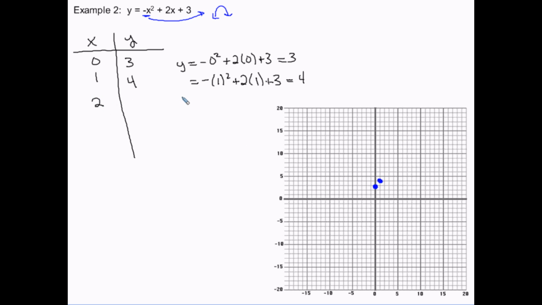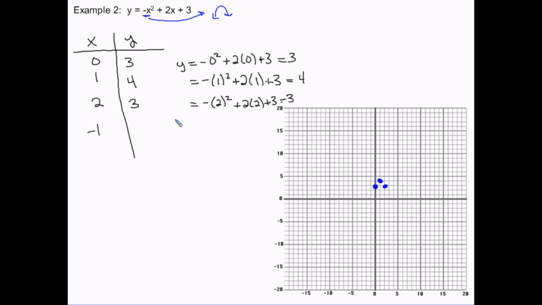I'm going to plug in a 2 and see what happens. So I get negative 4 plus 4, which gives me 0, plus 3 is 3, and I've already found my turning point. Now, yes, that's U, but I don't really know if it's going to go out more or if it's going to go straight down, kind of. So I'm going to do one more point on each side to see what happens.